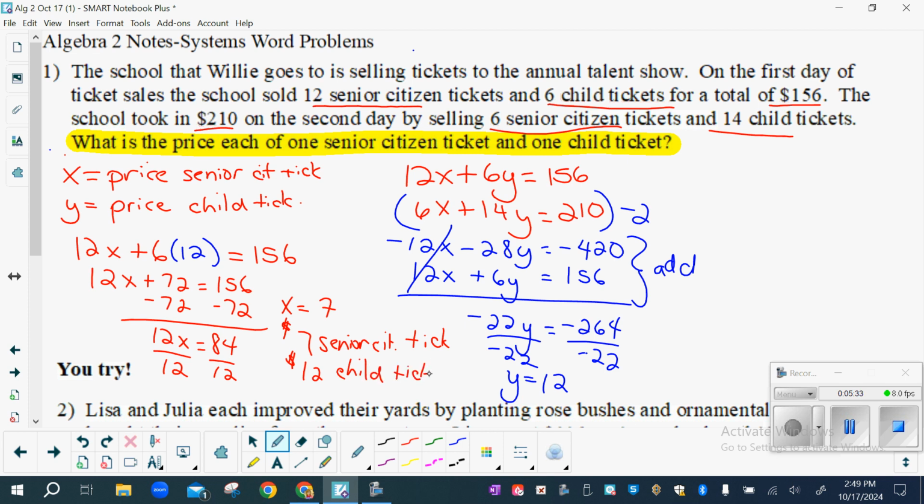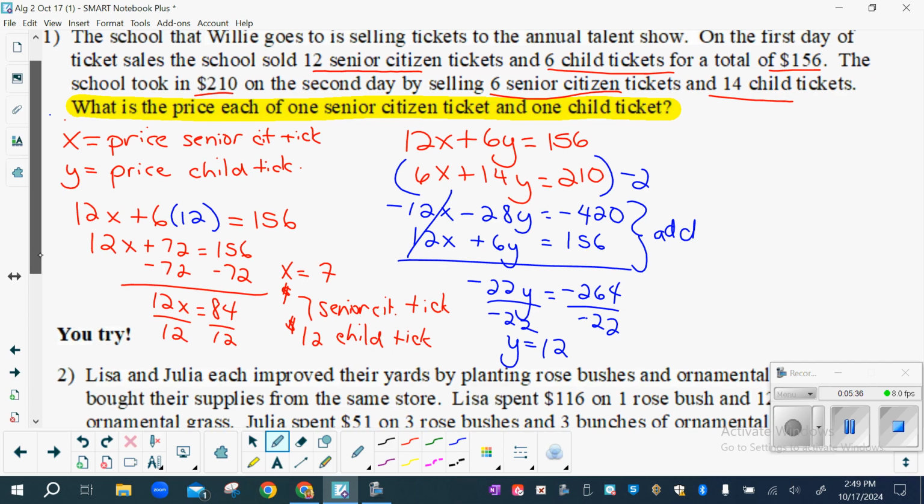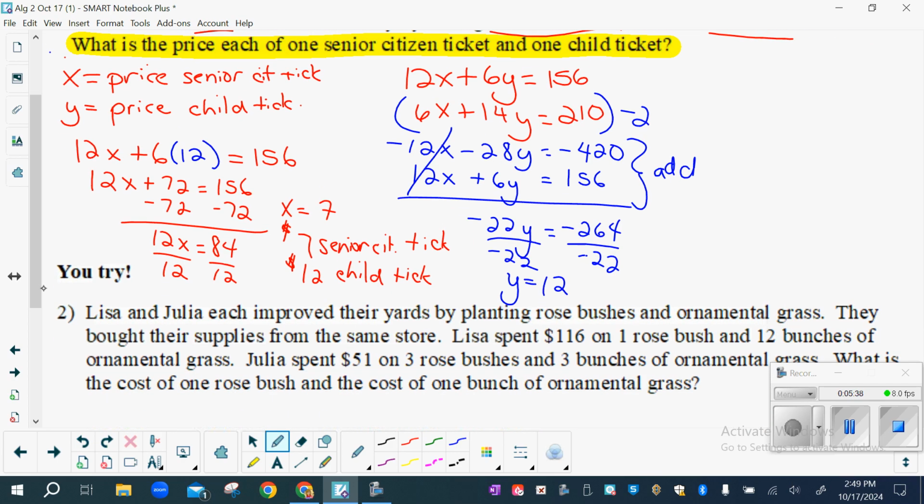So why is the child's ticket more than the senior citizen? Why is it more? I just want to make sure this makes sense. Yeah, because the senior citizens, they get a discount. So that's what happened here.